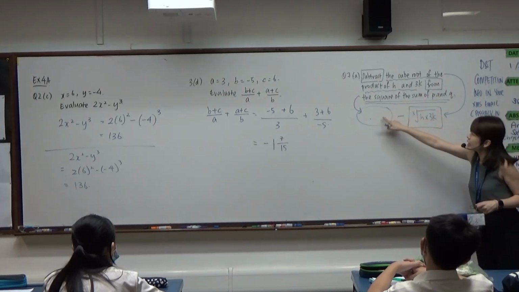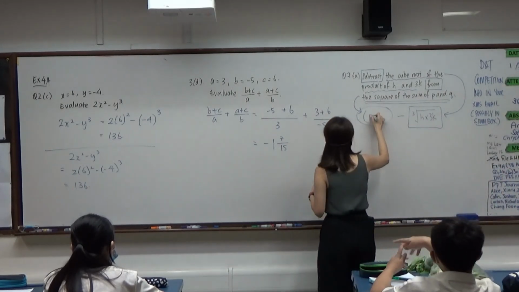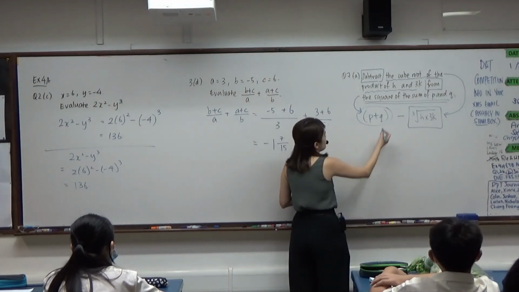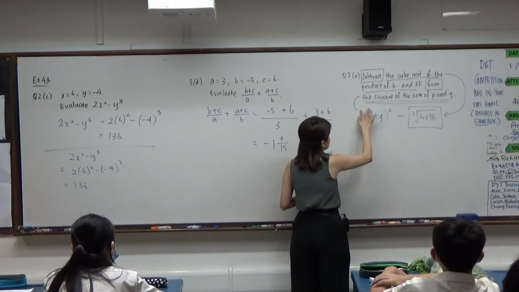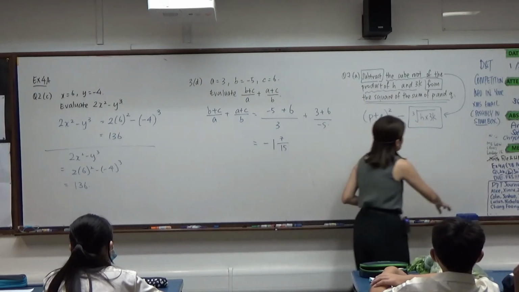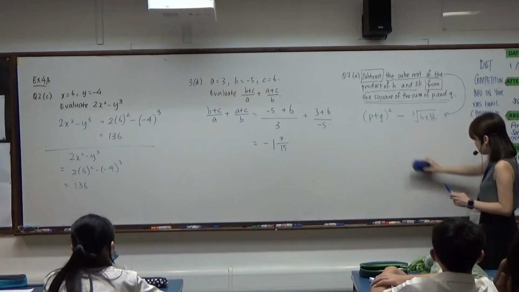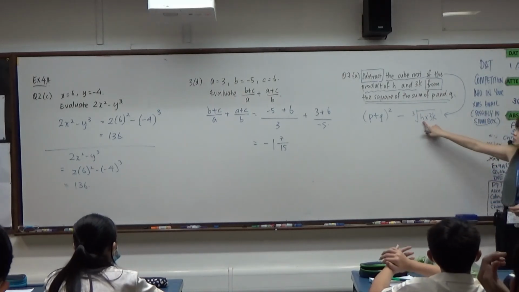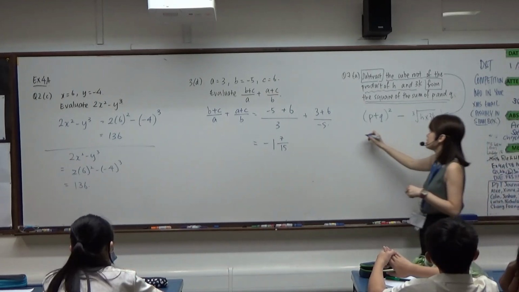And then for this one, it says the square of the sum of p and q. So sum of p and q, and then we need to square it. Right? So therefore, our final answer will look something like this. But I know that I can write it simply even further, because h times 3k, I can write it as 3hk, right?